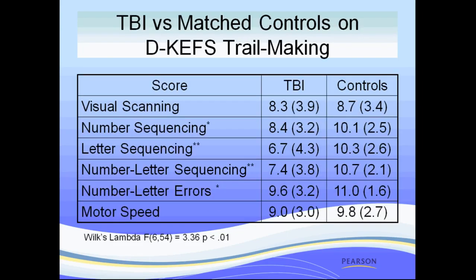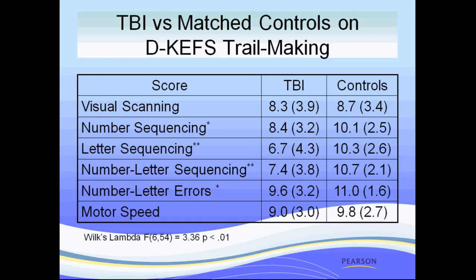If we look at their trail-making results, what do you see? You get this weird result where the controls are also not doing very well in visual scanning. Sometimes you get that in research. It's just an artifact of sampling. But you see big differences on number sequencing, very big differences on letter sequencing, very big differences on number-letter sequencing, not so much on errors in number-letter or on motor speed. So, what do we make of that? They're actually worse on letter sequencing than they are on the switching, the number-letter sequencing.